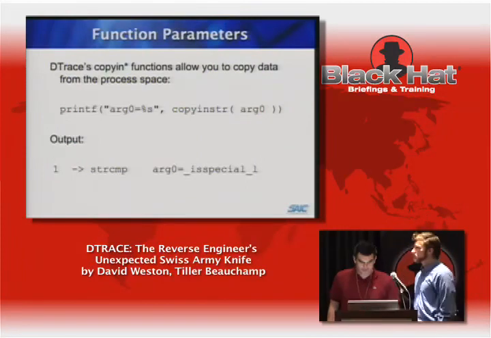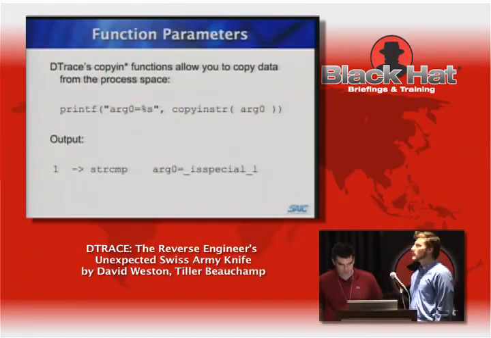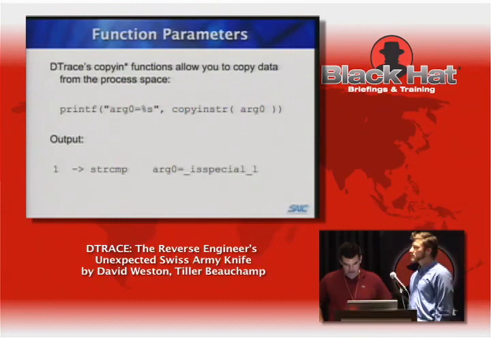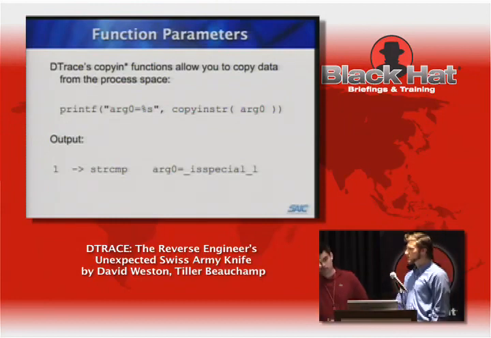Here's an example of recording the argument to a function. Imagine the probe is tracing the entry point of the function, and we're just going to print out the first argument. The example output at the bottom shows the strcmp function, and the first argument is special_1.